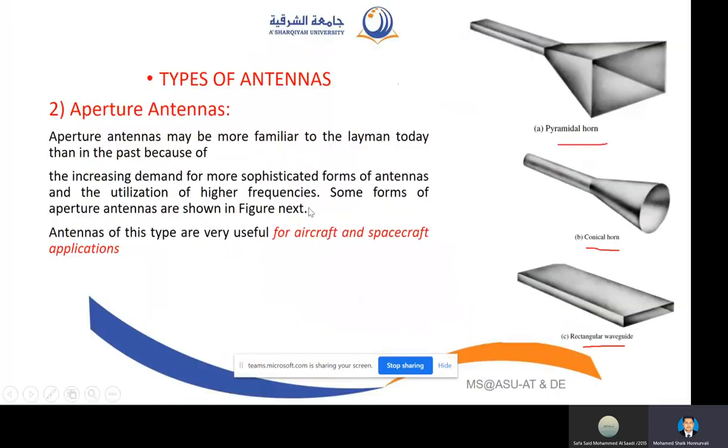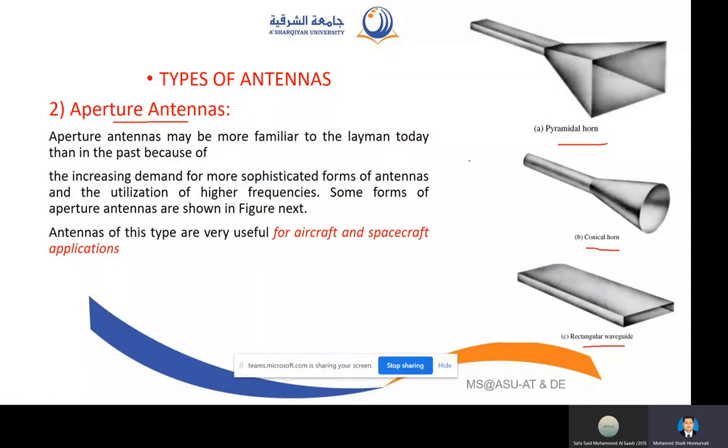Okay, so we were discussing the types of antennas. Aperture antennas. This is the second type of antenna. Okay, these are used in highly directional communications. That is, the radiation from these antennas will be highly directional in nature.